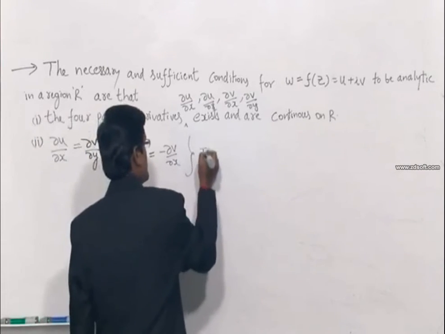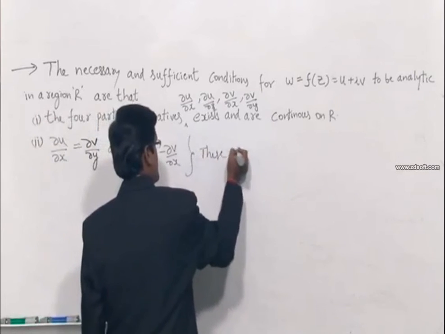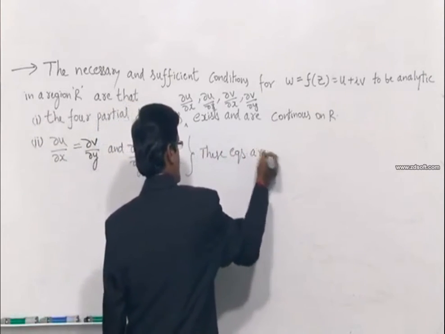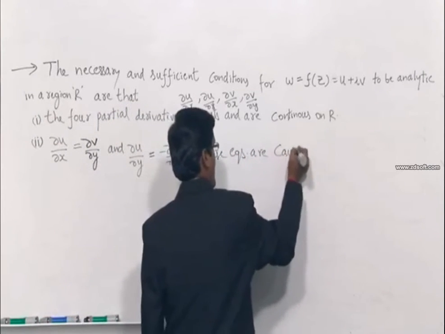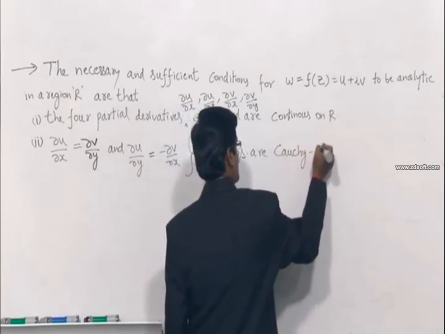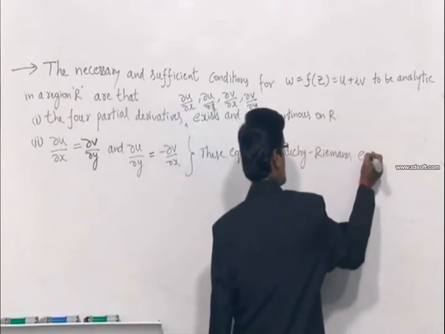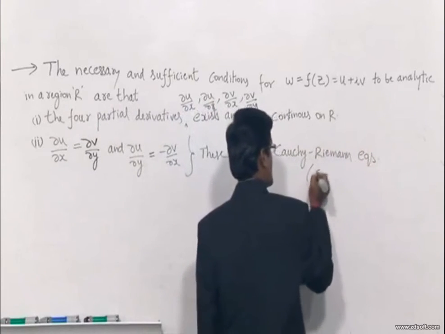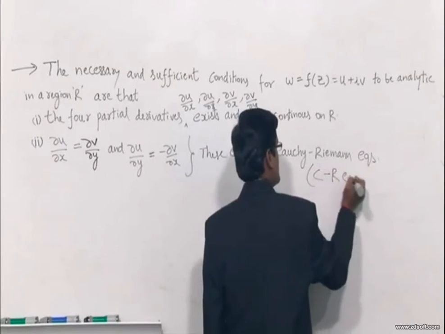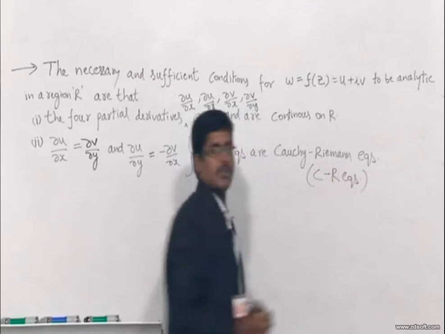So these equations are called Cauchy-Riemann equations. In brackets, simply CR equations.